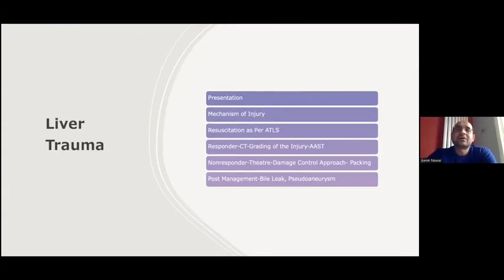Whenever a patient comes with any trauma, as every one of us knows, we have to follow the resuscitation protocol as per Advanced Trauma Life Support protocol, which we call ATLS. So we have to assess the patient by A, B, C, D, E, and we have to resuscitate the patient and reassess at every point, and see the response of the patient, whether this patient is responding to resuscitation or not.